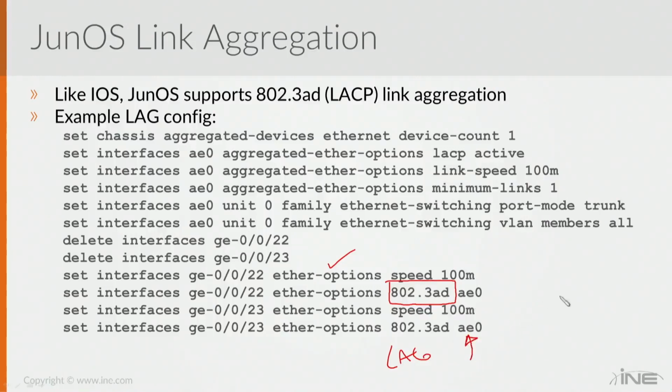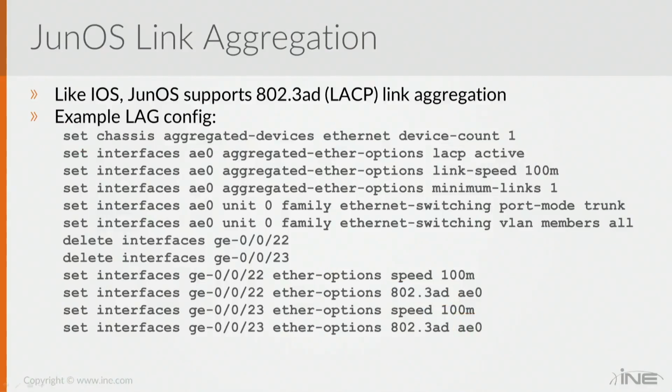Now, the other thing that's specific to note about this is that we cannot manually define these AE interface numbers. They're going to be defined automatically when we set this attribute here, which is set chassis aggregated-devices ethernet device-count. If we were to say that this is 10, then the platform is automatically going to generate interfaces ae0 through ae9. So every time you want to add a new LAG, you have to go to this global option under chassis aggregated-devices and then increase this number.